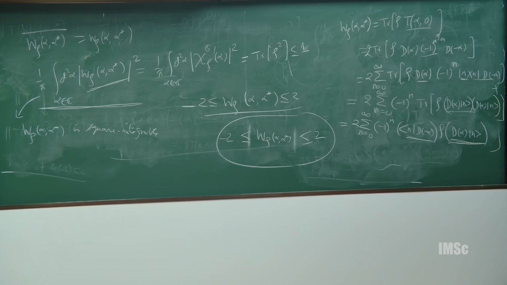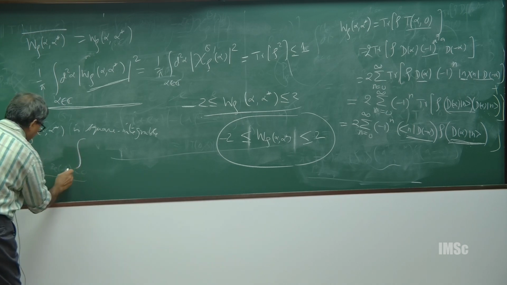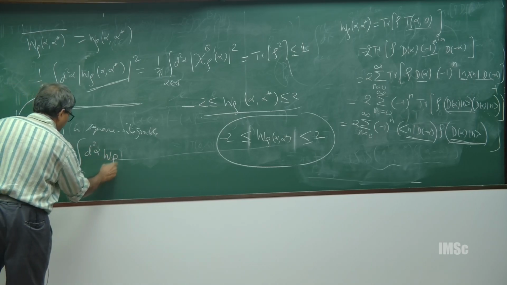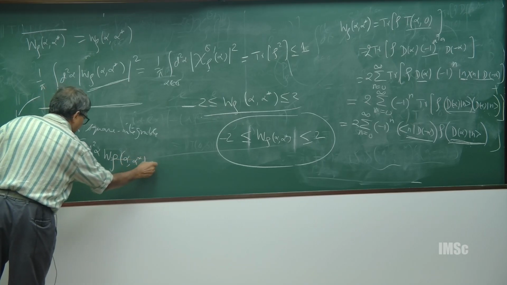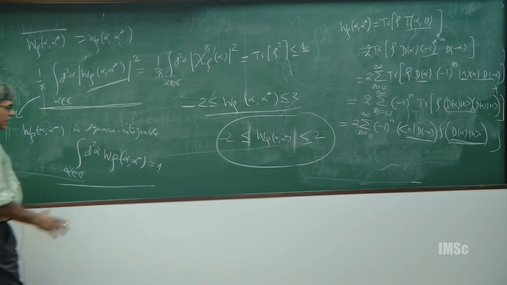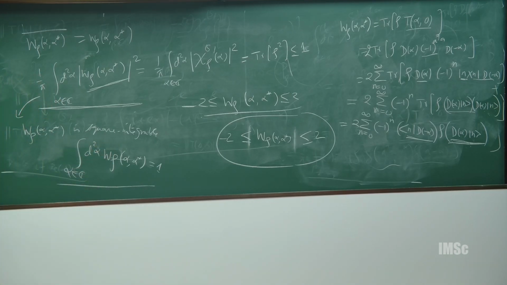In fact, this is also true that if I take alpha belonging to C, the integral d squared alpha W_rho(alpha, alpha star) has to be equal to 1. So, this is like a probability distribution. So, therefore, if at some points it is negative, at some other points it has to be positive, and as a result this is not a proper probability distribution, and this is why we call it a quasi probability distribution. All the phase space distribution functions of quantum mechanical states, except for one, except for the Q distribution, are quasi probability distribution functions.